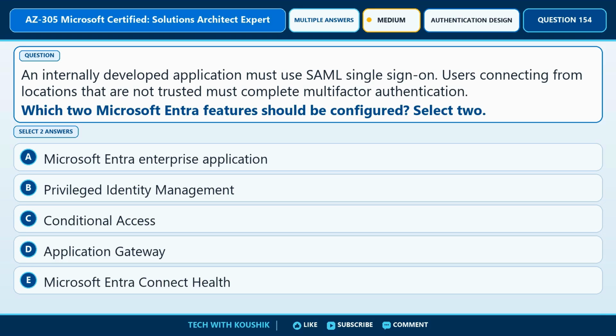Consider this scenario. An internally developed application must use SAML single sign-on. Users connecting from locations that are not trusted must complete multi-factor authentication. Which two Microsoft Entra features should be configured? Select 2. Choose every option that satisfies the requirement. The options are: Choice A, Microsoft Entra Enterprise Application. Choice B, Privileged Identity Management. Choice C, Conditional Access. Choice D, Application Gateway. Choice E, Microsoft Entra Connect Health.